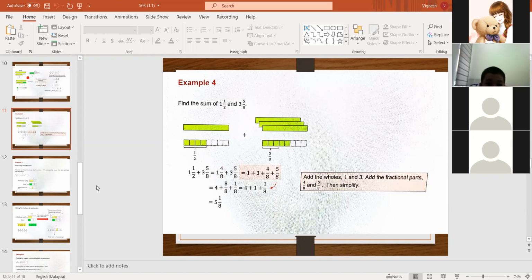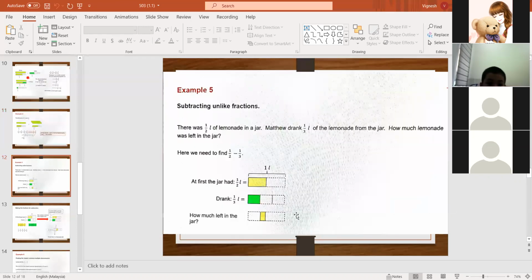Okay, so example number 5. Subtracting. How are you going to subtract unlike fractions? Unlike fractions means the denominators are not equal, right? Okay, who can read the question for me?